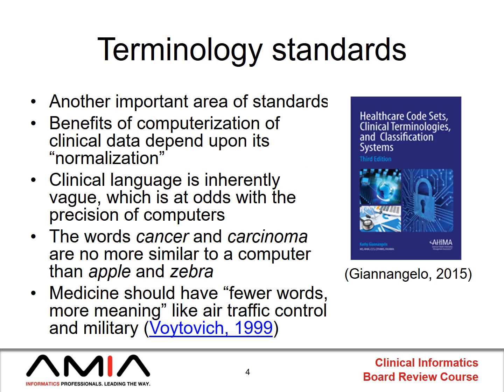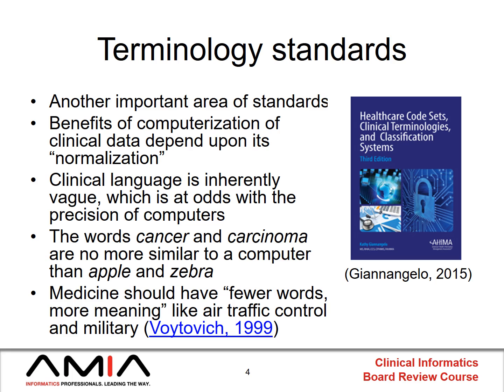The last type of standards we'll discuss are terminology standards. Obviously, an important area because the benefits of computerization of clinical data depend on our normalizing the data. Of course, clinical language is inherently vague, sometimes by design, and this can be at odds with the precision of computers. For example, as clinicians, we know that the words cancer and carcinoma mean the same thing, but inside the memory of a computer, they're no more similar to each other than apple and zebra.